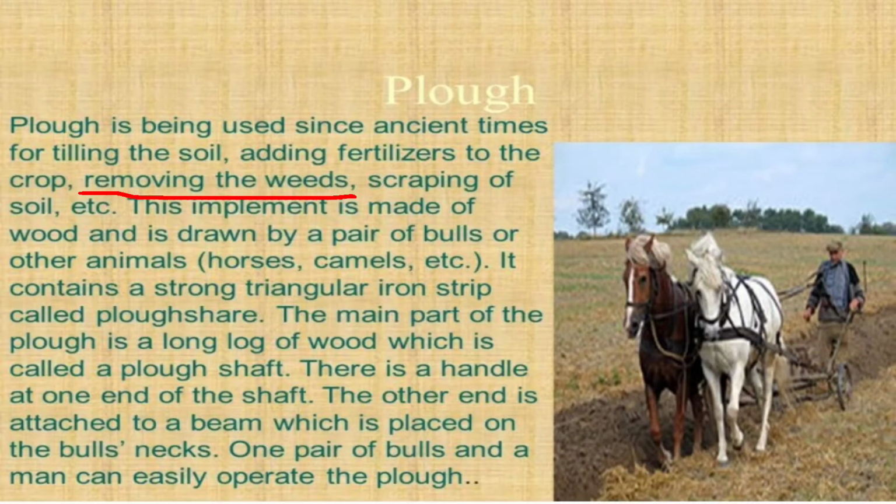So this is the description of the plow. You can search on Google and see how the plow looks, and which is the plowshare, which is the plow shaft, and the other parts of the plow. One pair of bulls and a man can easily operate the plow. It can be drawn by horses or cows, and a man is needed to control them. So you understood how plowing is done.